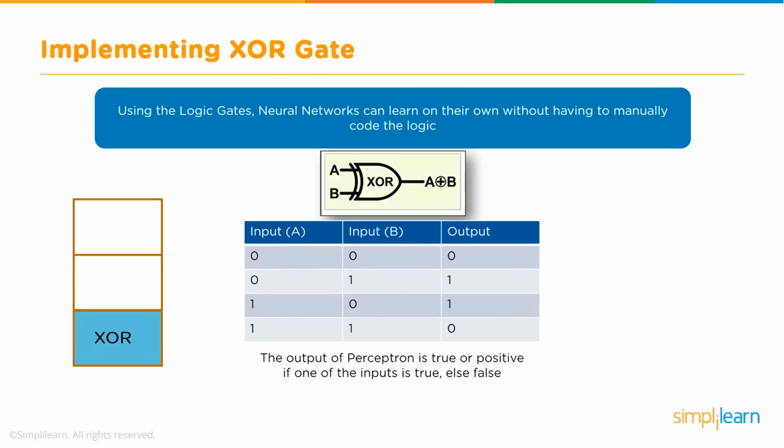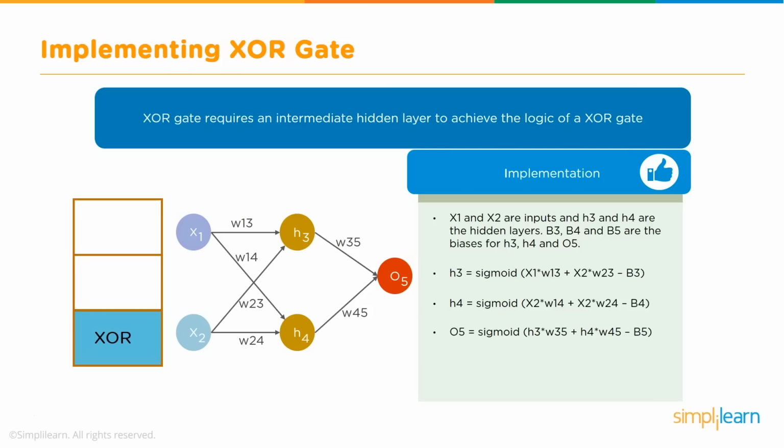This was one of the challenging ones. They tried to implement an XOR gate with a single level perceptron, but it was not possible. And therefore, this was like a roadblock in the progress of neural networks. However, subsequently they realized that an XOR gate can be implemented using a multi-level perceptron or MLP.